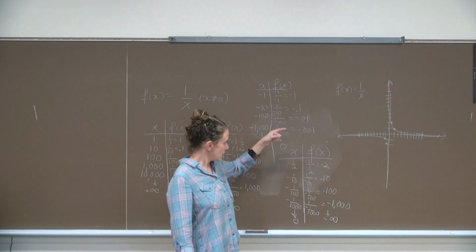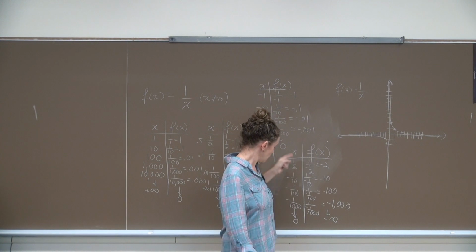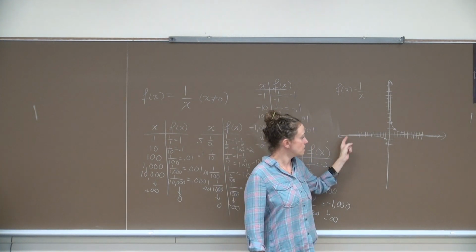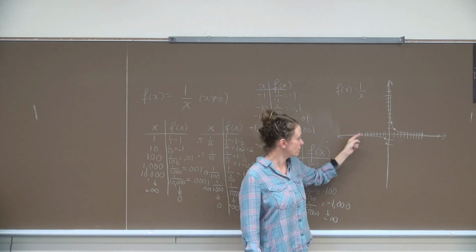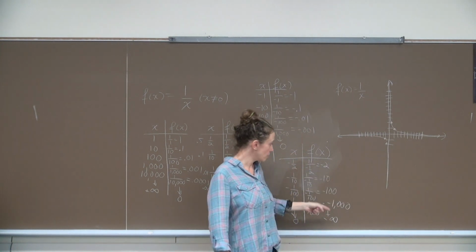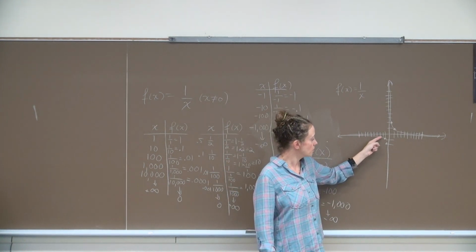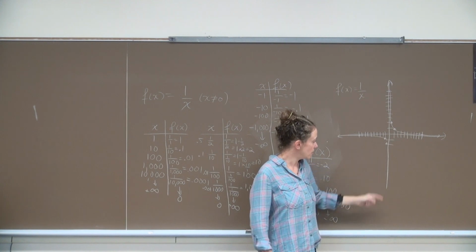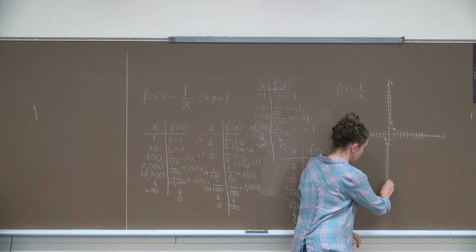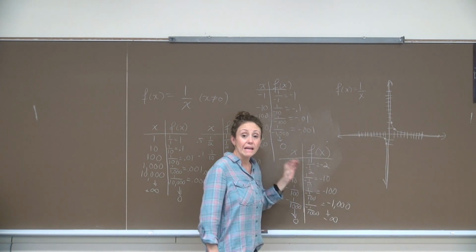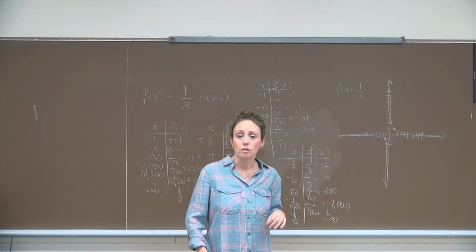So what that means is as our x values get closer and closer to 0, and we're coming from the negative side, so we're coming from the left, our y values are going to approach negative infinity. So we're getting close to 0, y values are approaching negative infinity, means they're going to shoot on down like this. And this is a basic graph of the function f of x equals 1 over x.